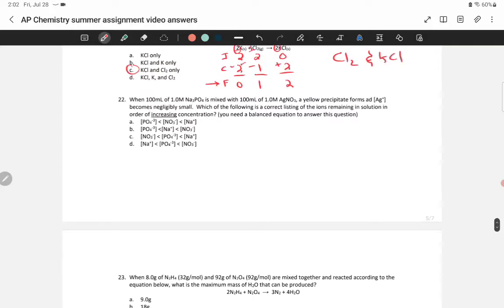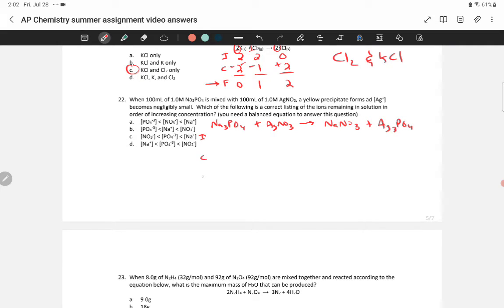Number 22. So I'm going to have to write this reaction here. It's a double replacement precipitate reaction. It's going to make some sodium nitrate, and it's going to make some silver phosphate.